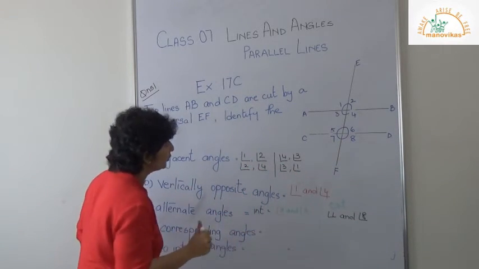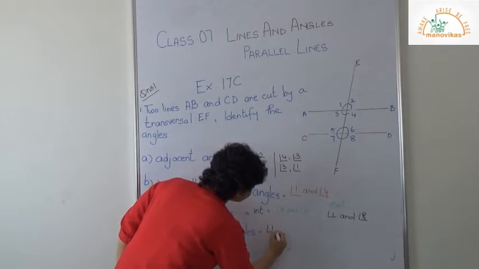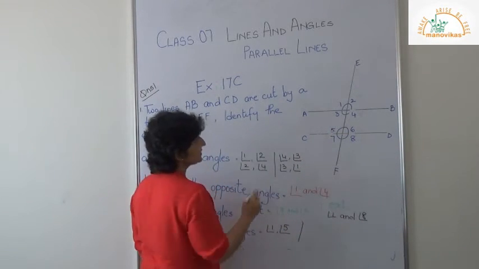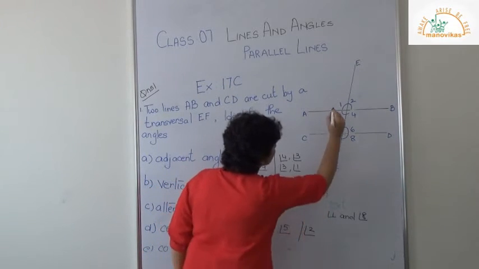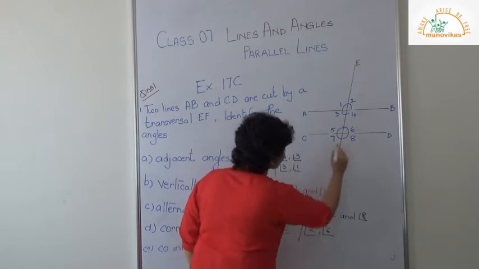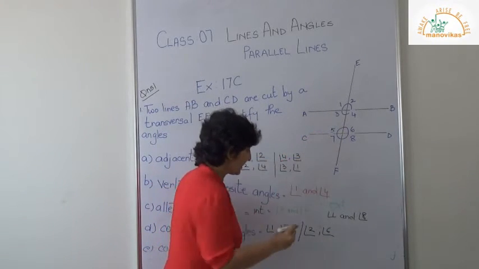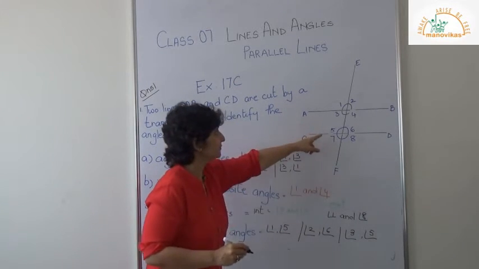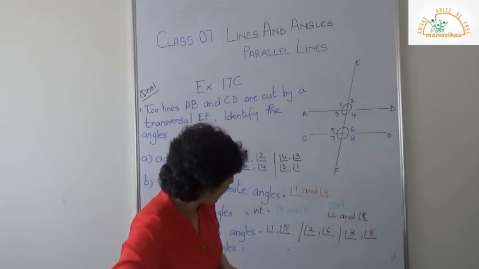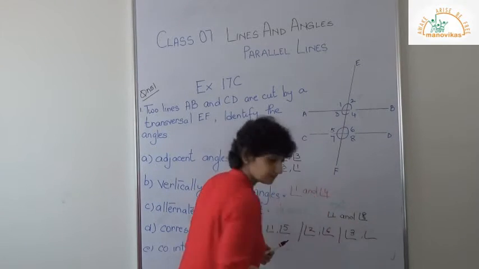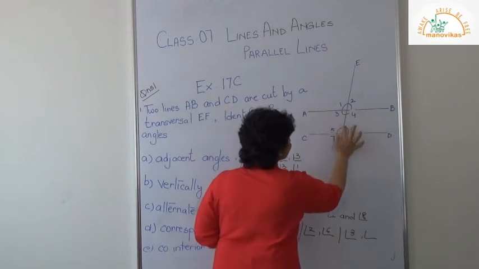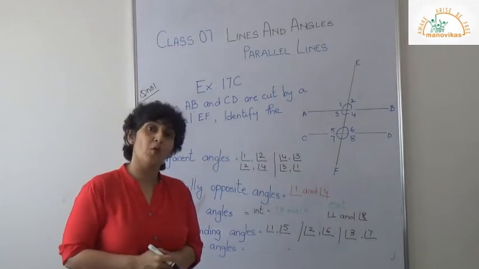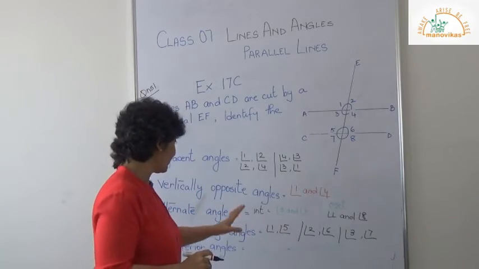So let me write a few for you. Angle 1 and angle 5. Correct? Then we have angle 2 and angle 6. Then same way here, children, angle 3 and angle 7. And the other one you will do, angle 4 and angle 8. I'm sure you have understood.